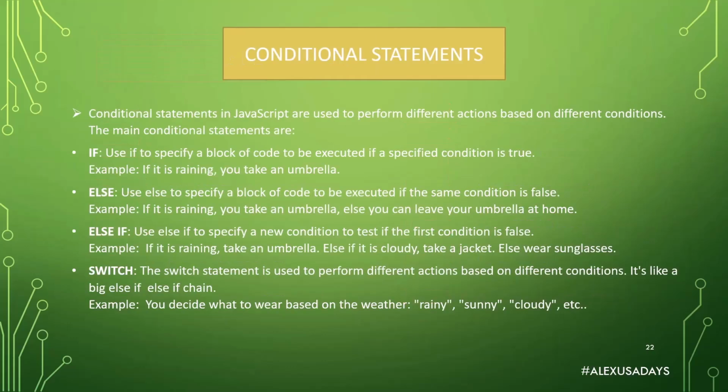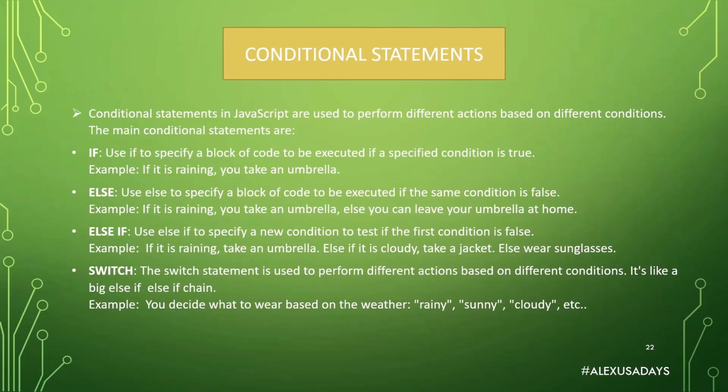Okay, so conditional statements. Conditional statements in JavaScript are used to perform different actions based on different conditions. That means if something is happening, if something is true, if we have a certain outcome, we either move along, execute a certain thing, or we might execute another thing. Okay. The main conditional statements are if, and this one you already saw during the previous lesson. Use if to specify a block of code to be executed if a specified condition is true. Example, if it is raining, you take an umbrella.